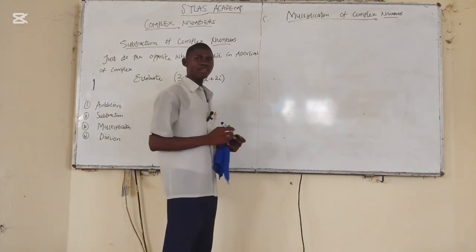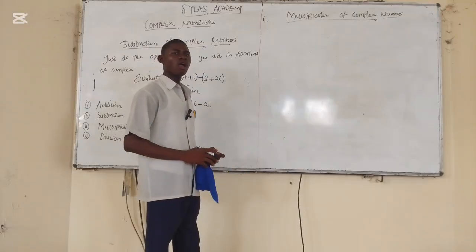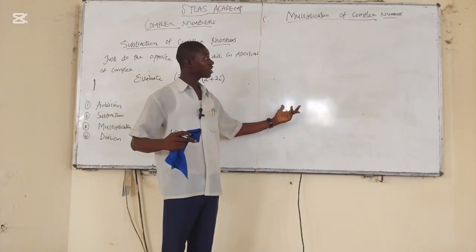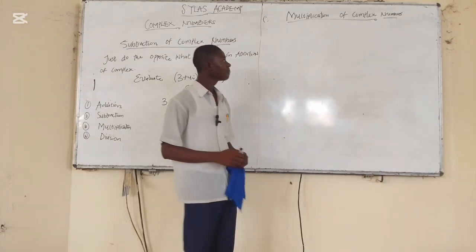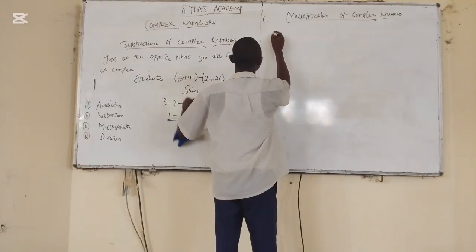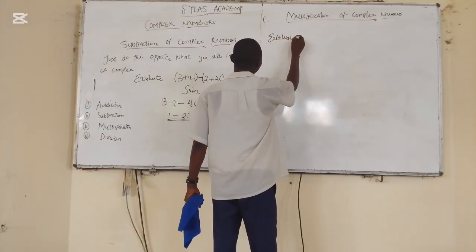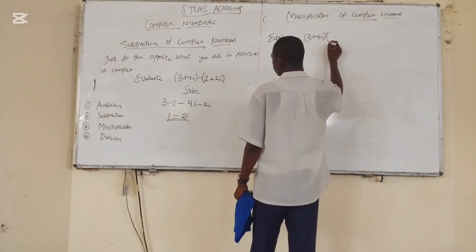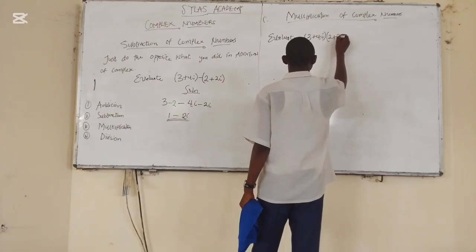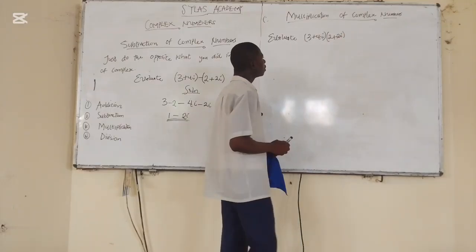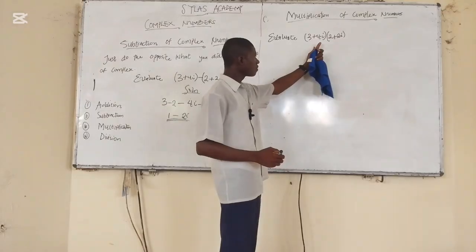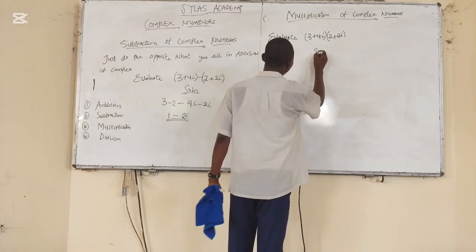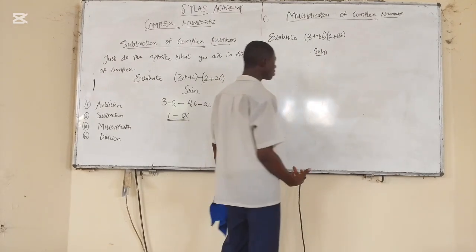Now, you all know that multiplication is very simple. Are you following now? Multiplication in complex numbers comprises two brackets. Just open the bracket, simplify, and then you get your final answer. Now let's take this example again. Evaluate 3 plus 4i into 2 plus 2i. This is multiplication because the brackets are backing each other without any sign in between them.